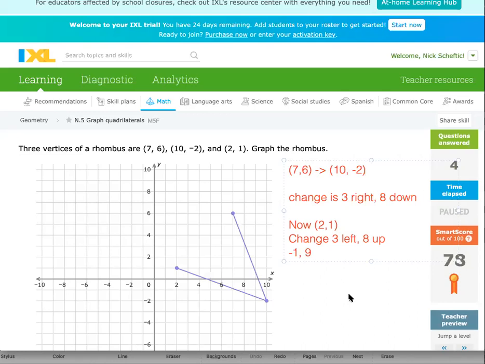You remember all the sides, it's a parallelogram with 4 sides that are congruent. Okay, so my last one again should be here at -1 and go all the way up to 9.